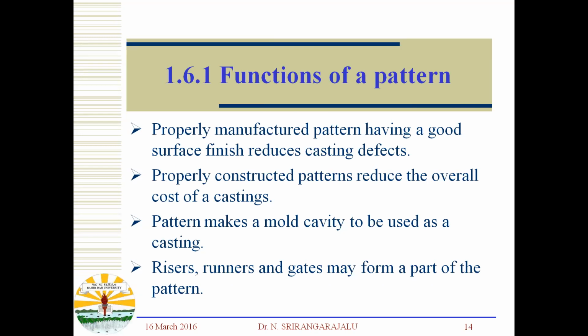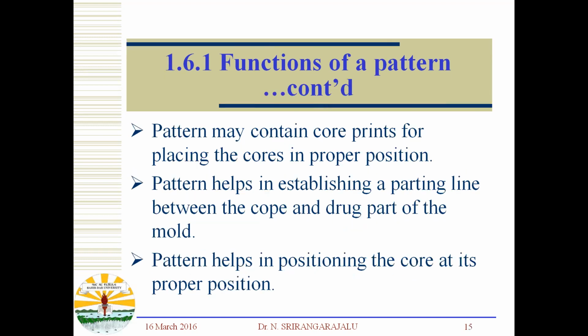Functions of pattern. A properly manufactured pattern having a good surface finish reduces casting defects. Properly constructed patterns reduce the overall cost of the casting. Pattern making: a pattern makes the mold cavity to be used for casting. Risers, runners, and gates may form a part of the pattern. A pattern may contain core prints for placing the cores in a proper position. A pattern helps in establishing a parting line between the cope and drag parts of the mold. A pattern helps in positioning the core at its proper position.